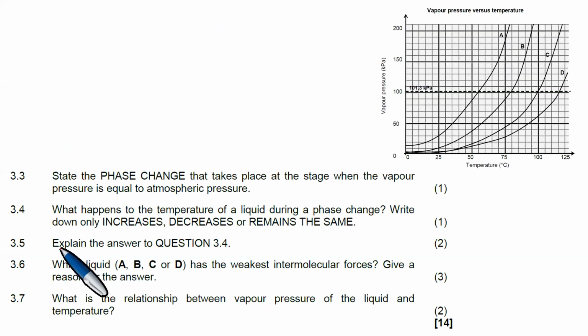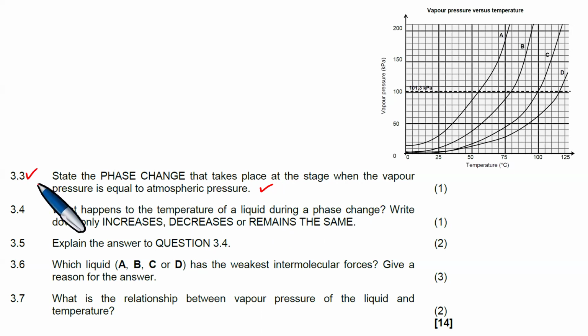Okay, now there's 3.3, and 3.3 is a very interesting one. Let's take a look at that. There's something called phase changes in chemistry. State the phase change that takes place at the stage when the vapor pressure is equal to the atmospheric pressure. Okay, so what is this? What is the state change that takes place at the stage when vapor pressure is equal to atmospheric pressure? Okay, we're looking at 3.3 right now.